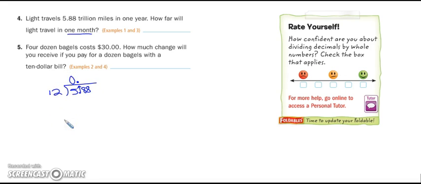Let's think of our 12 facts. 12 times 5 is 60. So it has to be 4, which is 48. And that gives me a 0 and a 1, and I bring down my 8. And 12 times what equals 108? 12 times 9. Good. 9 times 12 is 108. And we have a 0. So 0.49 trillion miles.